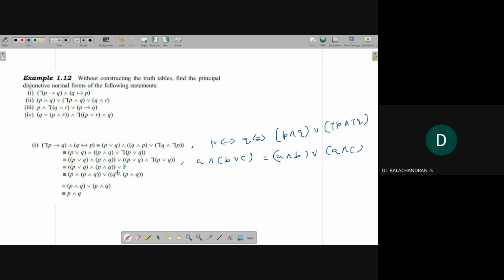Now they are doing the distributive law again. So here this is A, this is B, this is C. Here A equals P, B equals Q, and C equals P and Q.